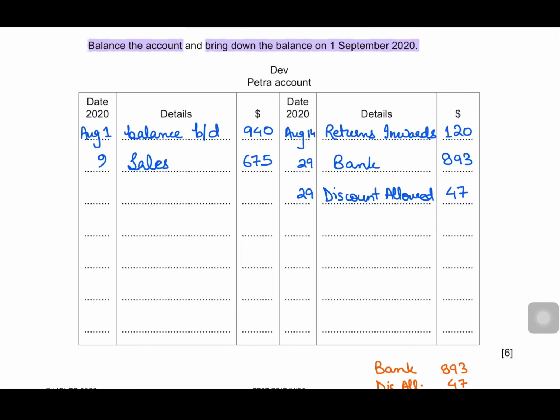Now we just have to balance this account. So on August 31st, we will extract the balance carried down, and that would be, the debit side will total 1615, and this means that your credit side should also total the same value, but there is a balance on this side amounting to 1615 less 120, 893 and 47, and that would be 555. So this means that Petra still owes Dave 555 at the end of August, on August 31st.